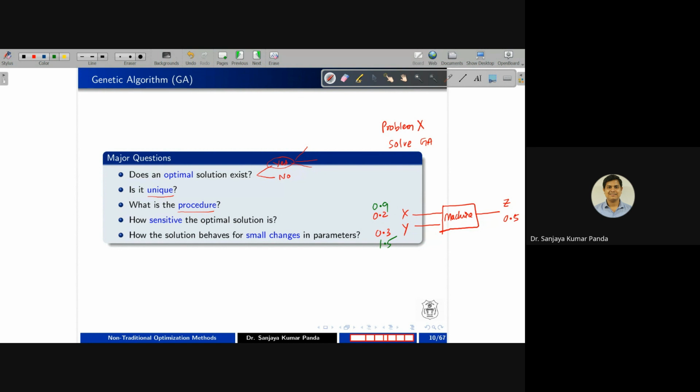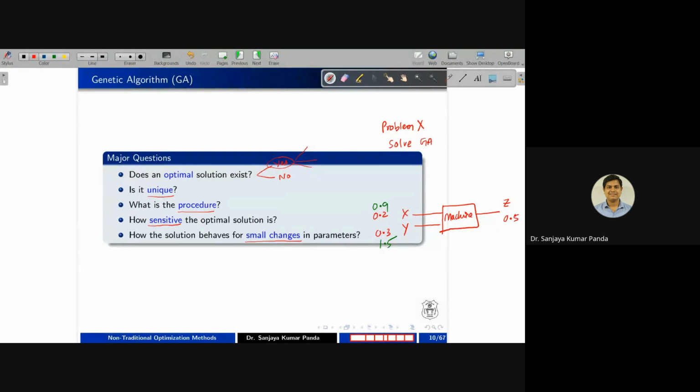So what we actually want to find is for what particular range it is performing well, and for what particular range it is not at all performing well. That means we want to find what is the sensitivity, whether our solution is sensitive to a particular range of values. If we change that particular value, whether it is going to give a good value or not, that we are more concerned about. That's why it says here how sensitive the optimal solution is. Okay, and how the solution behaves if there are small changes in the parameter.